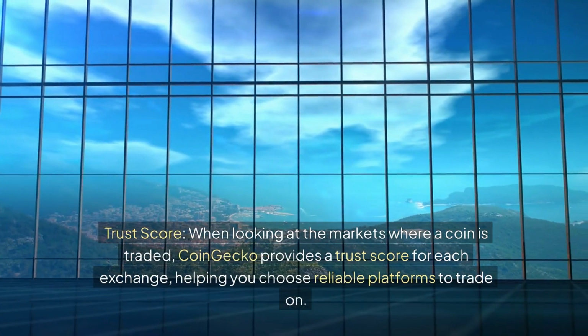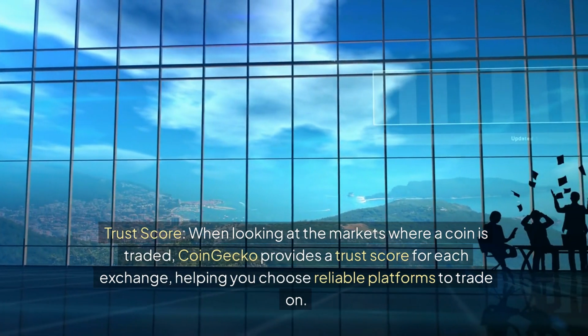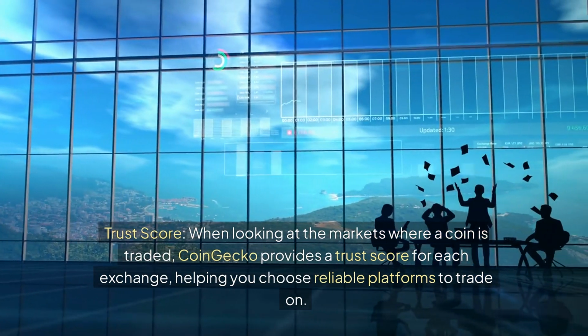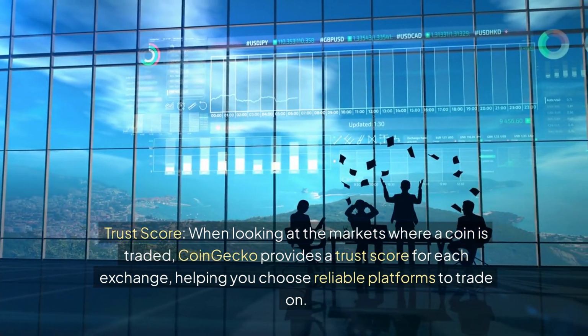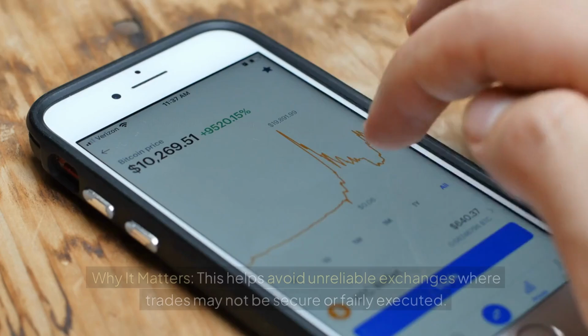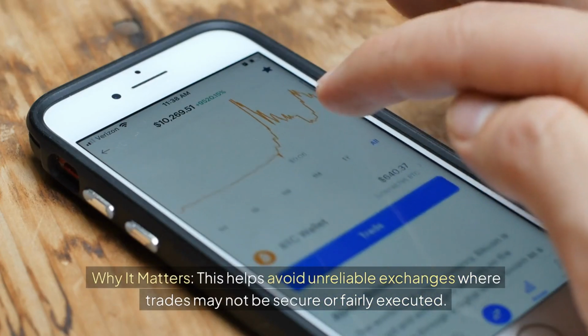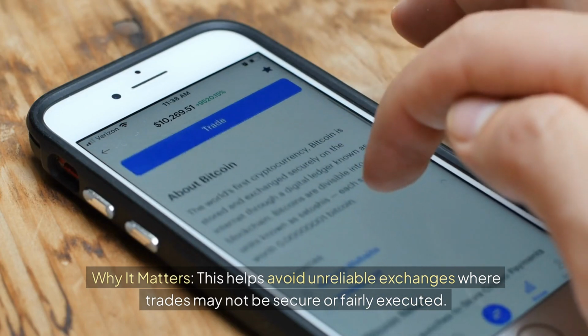Trust score. When looking at the markets where a coin is traded, CoinGecko provides a trust score for each exchange, helping you choose reliable platforms to trade on. Why it matters. This helps avoid unreliable exchanges where trades may not be secure or fairly executed.